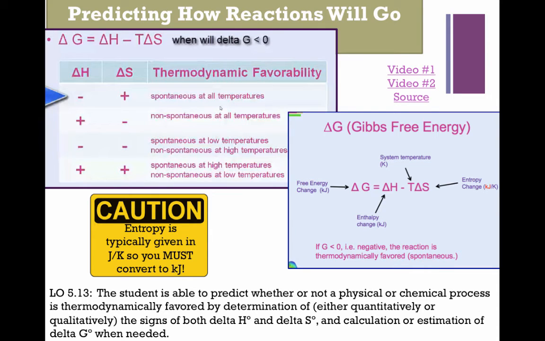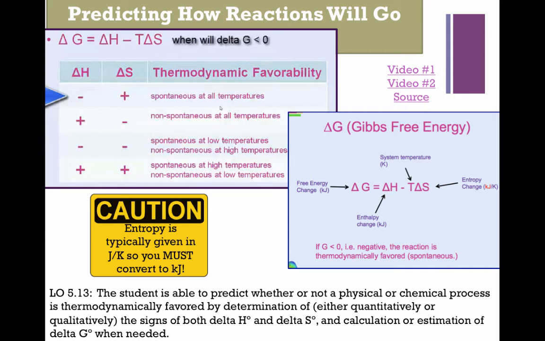And then predicting how reactions will go. When you are predicting favorability, that's the word that they use now. Thermodynamic favorability. They don't use the word spontaneous anymore. They say which is more favorable. That means which is more spontaneous. You always look at delta G. If delta G is negative, it will be spontaneous.